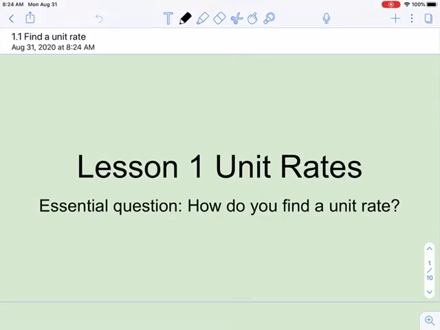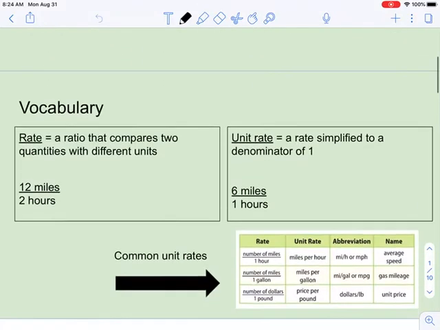So this is lesson 1, unit rates, and the essential question is how do you find a unit rate? So at the end of this lesson, you should be able to find a unit rate.